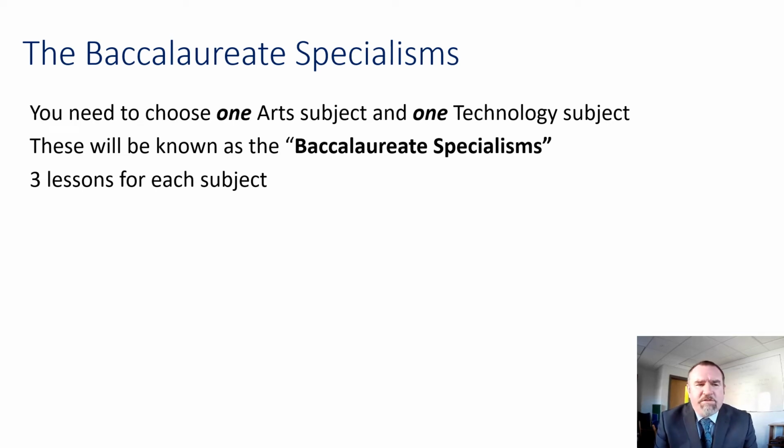But then there's part of your curriculum that you get to choose. It's only a small part. Most of your curriculum in Year 9 still remains compulsory, same as everybody else, but you do get to choose which arts subject you want to study and which technology subject you want to study. And we call these 2 subjects the baccalaureate specialisms, because you've chosen to specialise in an arts area and a technology area. And for each of these subjects, you will spend 3 lessons over the fortnight.